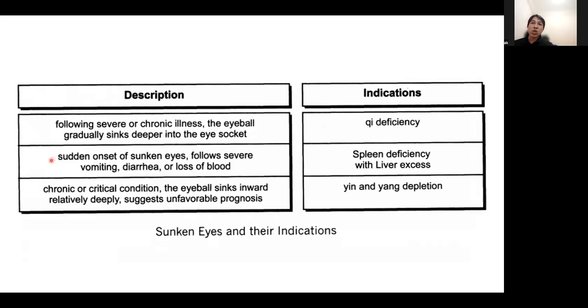If sudden onset of sunken eyes follows severe vomiting, diarrhea, or loss of blood, it is an indication of spleen qi deficiency with liver excess. With a chronic or critical condition, if the eyeball sinks inward relatively deeply, it suggests an unfavorable prognosis. And it is the indication of yin and yang depletion.